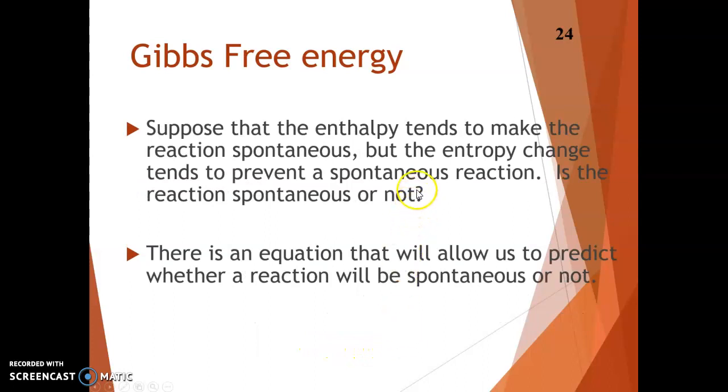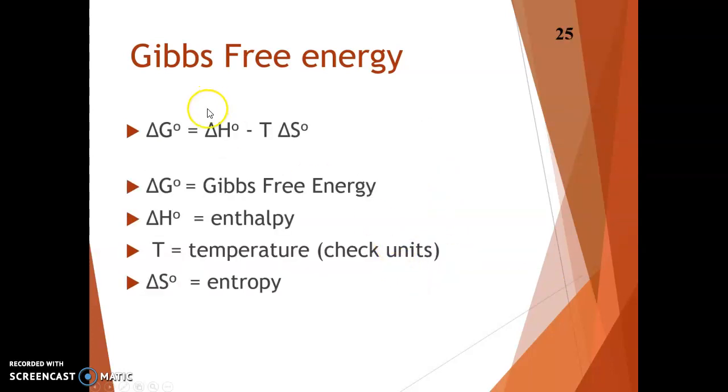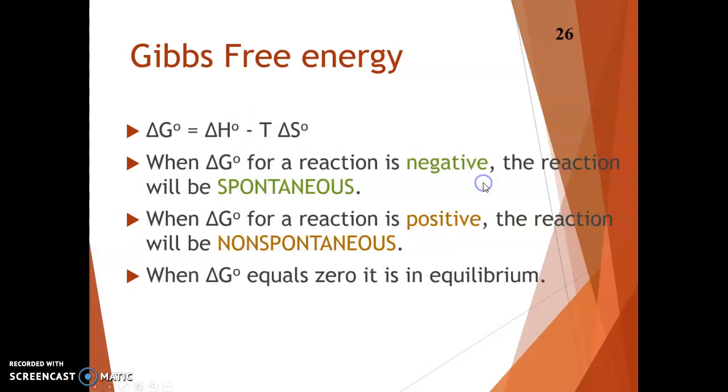Alright, so we'll use an equation to figure that out, and it is this equation. The Gibbs free energy equals the enthalpy change minus the temperature times the entropy change of a particular reaction. And this minus sign here can make things a little bit difficult, but we'll try and get through it.